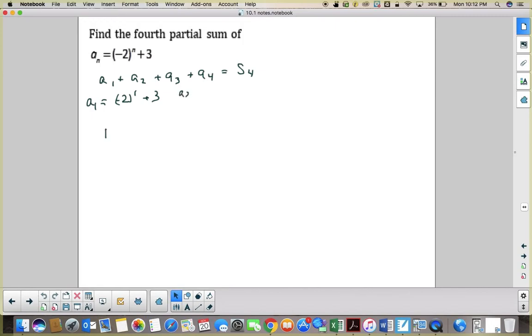A sub 2 would be negative 2 to the second power plus 3. So that'd be 4 plus 3, which would give me 7. A sub 3 would give me negative 8 plus 3, which would give me negative 5. Now I'm doing these in my head, sorry. And then a sub 4 would be negative 2 to the fourth power, which would be 16, plus 3 would give you 19. And when you add those all together, you get 22.